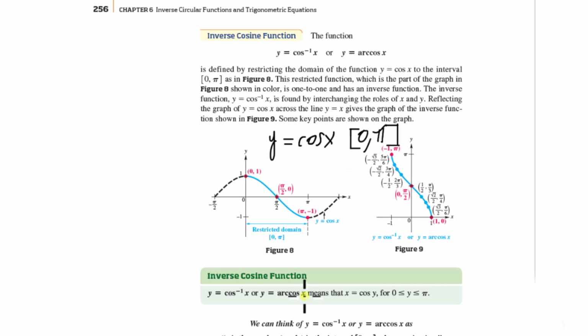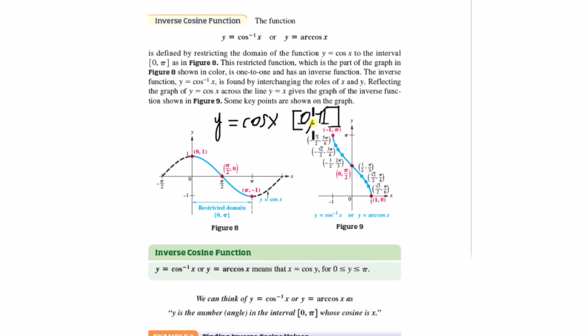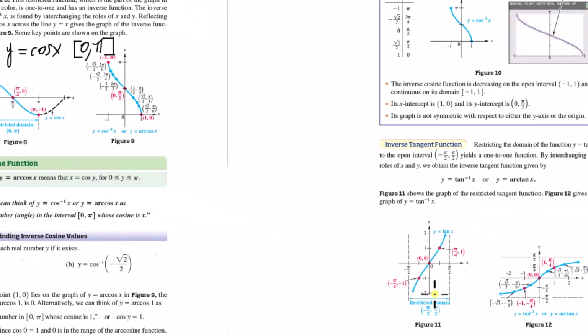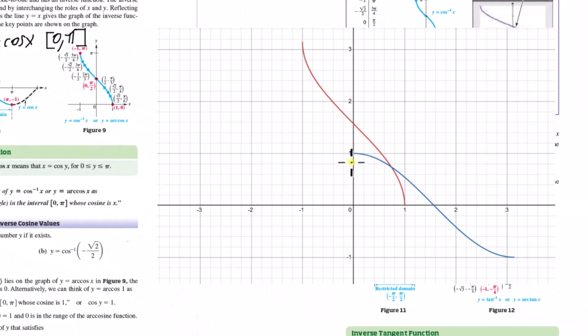And we can look at the graph of that by flipping this about y is equal to x. So let me bring in a graph. Okay, so in the blue, that's cosine x restricted from 0 to pi. And then there's y is equal to x. And you see, you just flip the blue curve about y is equal to x. And you get inverse cosine.